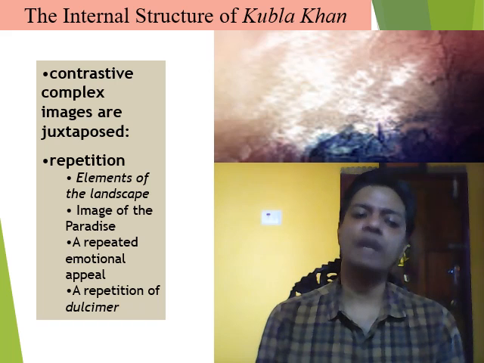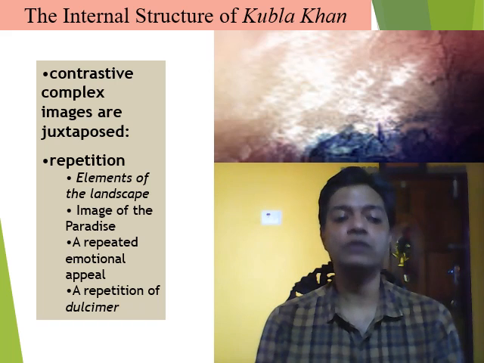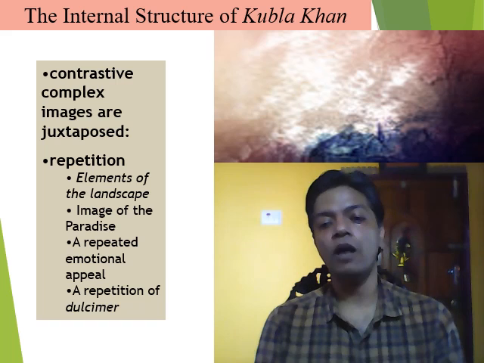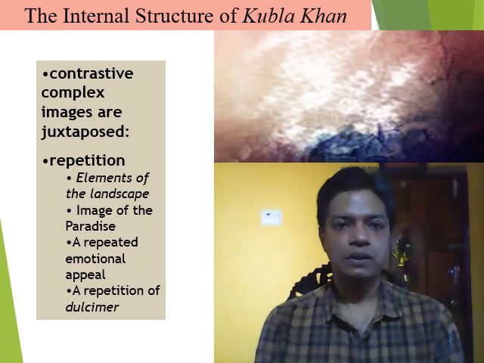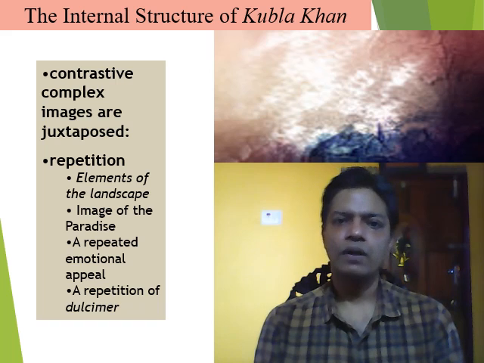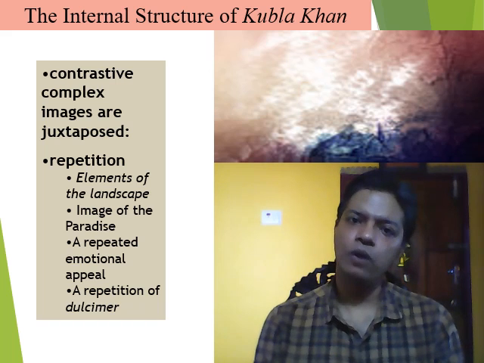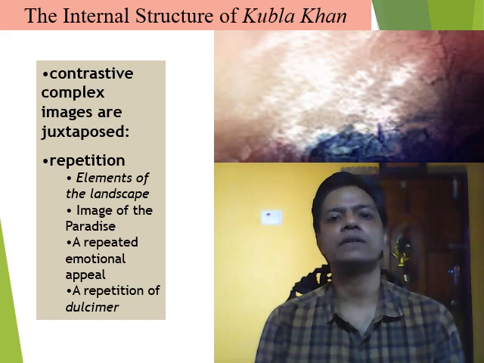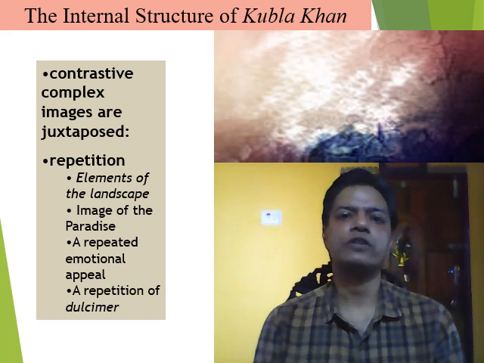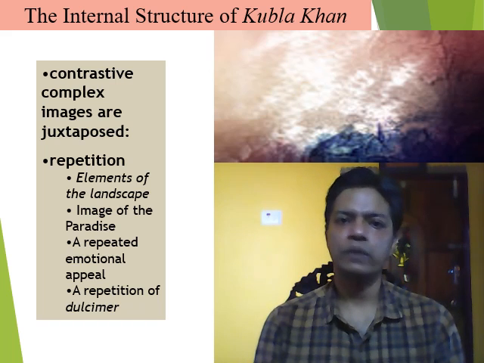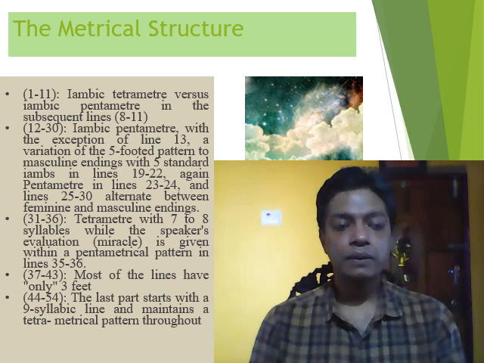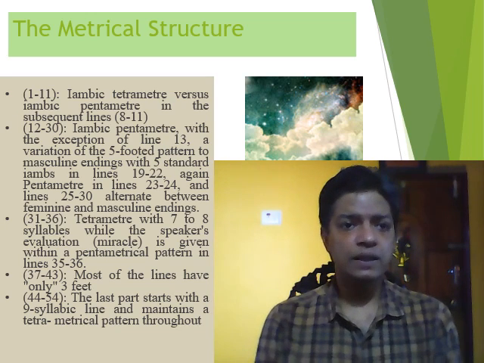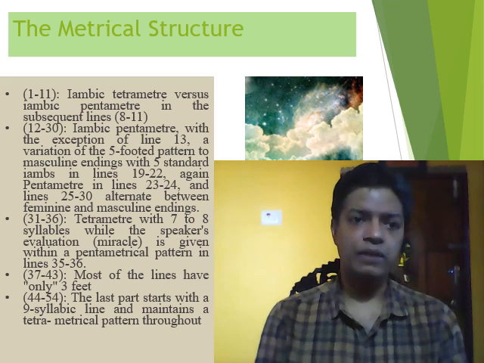The repetition of dulcimer helps to imagine a continuum of musical accompaniment forming a background, and through this conscious repetition of images and symbols, of sounds and words, Coleridge represents the unique world of Kubla Khan. The metrical structure of the poem is again a matter of much critical debate.